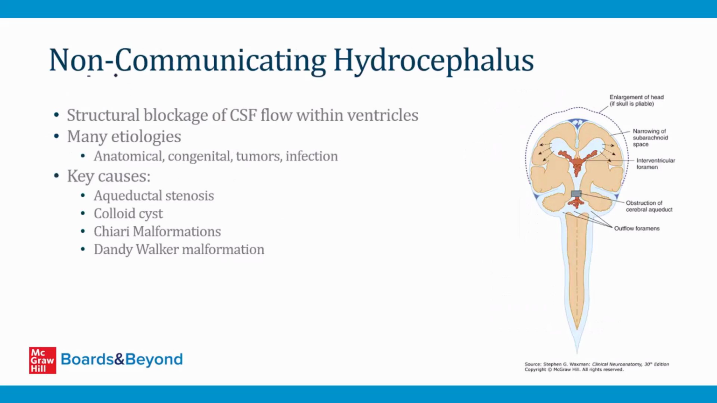Okay, now let's talk about non-communicating forms of hydrocephalus. These occur when there's a structural blockage of CSF flow within the ventricles. And there are lots of different etiologies for this: anatomical, congenital, tumors, infections. But there are sort of four key causes you ought to be familiar with as a medical student. I've listed them here, and we'll go through each of these one at a time in the next couple of slides.